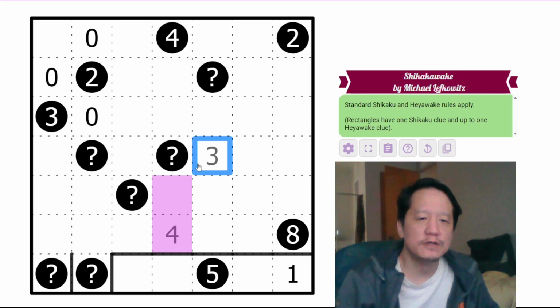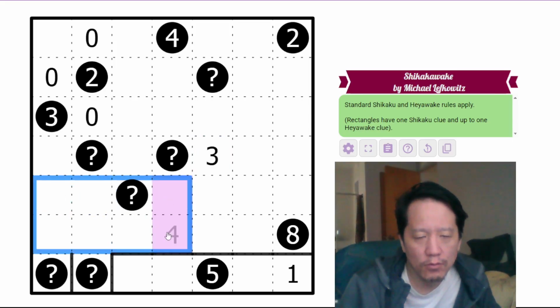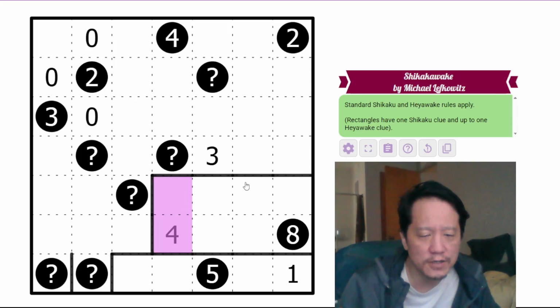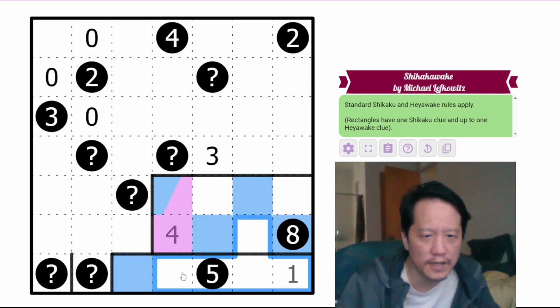Three has to be, okay, so if this is a region this way, how does the shading work? So it's either this, this, this, and this, in which case this must be shaded here, and this would be orthogonally connected now to the rest of the white cells for now.